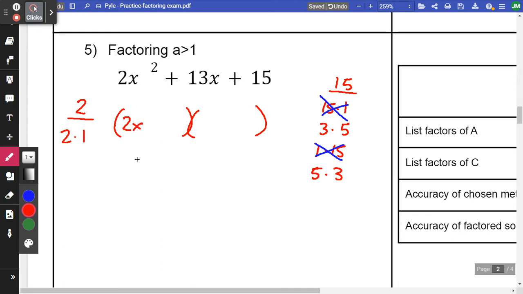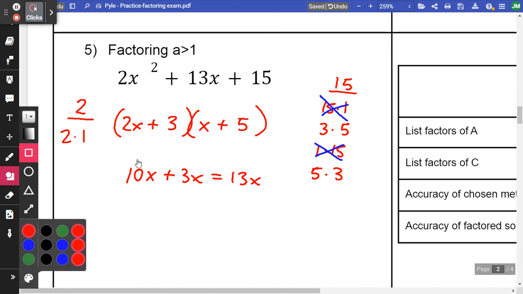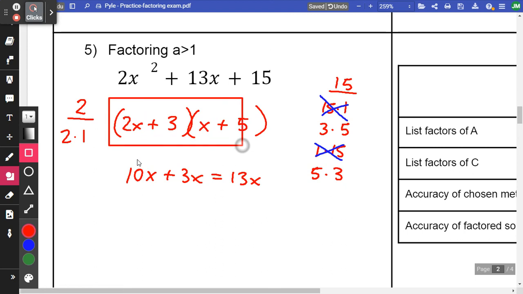We have 2x and x in their possible first slots. We said that this was going to be a sum between the two, and 3 and 5. All right, so if I multiply the outside terms, we get 10x. And then add the middle terms, multiply, we get 3x, and that is equal to 13x. So again, I just got lucky. This is my final answer: 2x plus 3 times x plus 5.